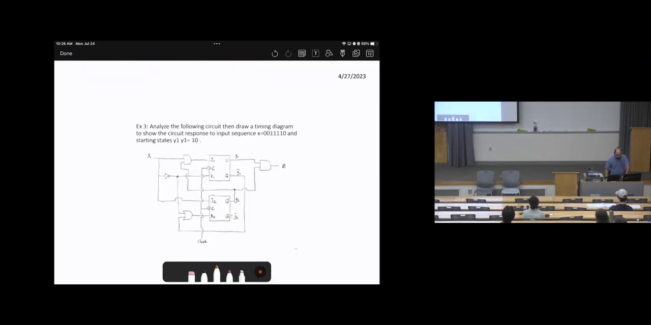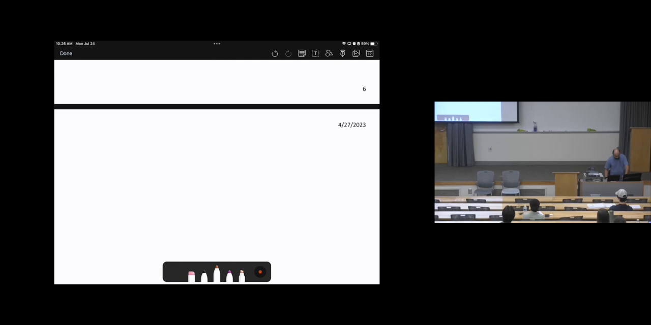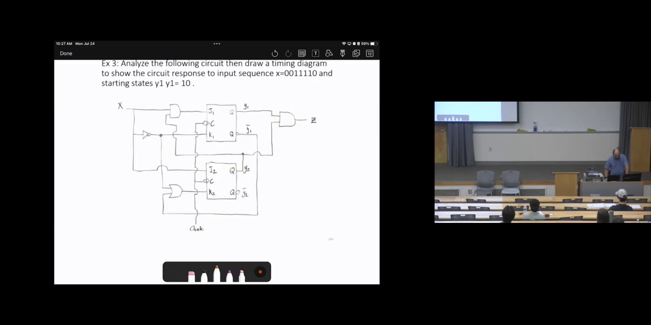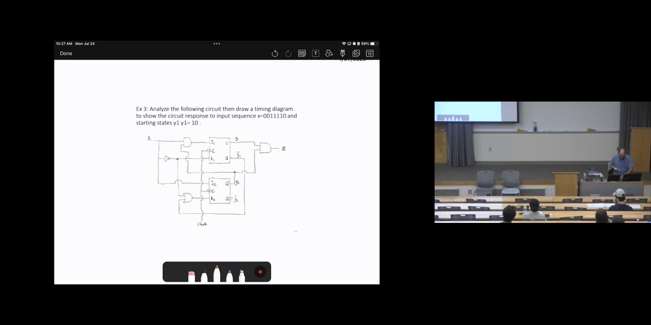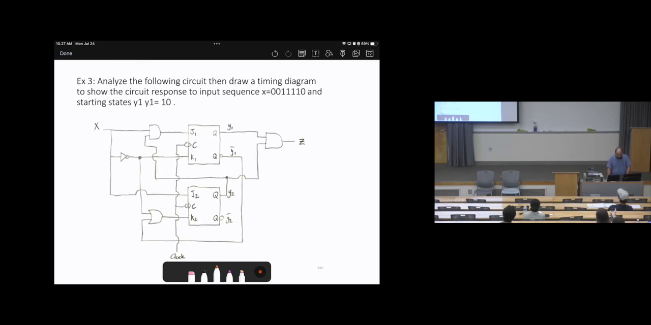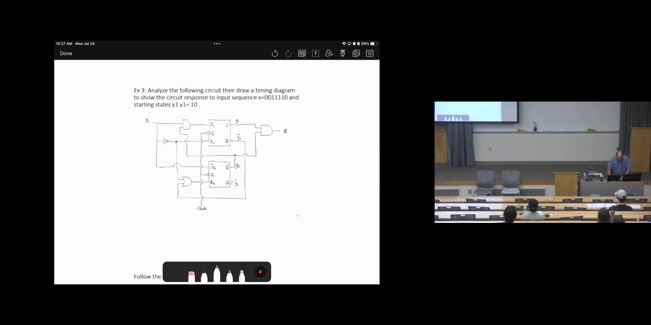Now, another example, number 3. Then, yes, we will be done with these parts. It's just like analysis. So, analyze the following circuits, then draw the timing diagram to show the circuit response with this input. So here is this circuit. We need to find the state table and state diagram. After that, this is the timing diagram. We need to find the other elements, other factors. So let's look at this one.